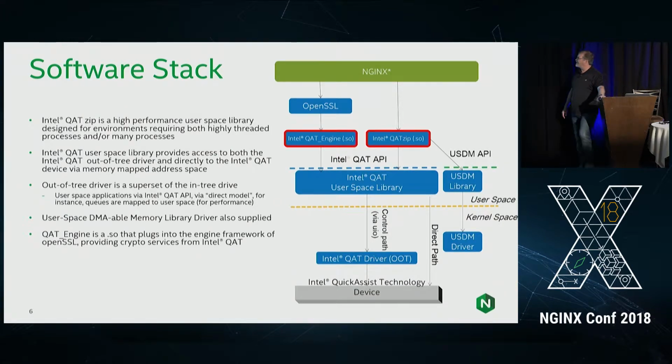Underneath these, we have the user space library itself and the USDM, which is user space DMA-able memory. And that line probably goes to both the QAT engine and QAT zip. We need components of memory that can be DMA'd to and from the hardware, and so it has to exist. It shouldn't be swapped out while we're in the middle of an operation. And underneath that, we have a couple of drivers. In this particular case, we use the auditory driver. And then we have the hardware.